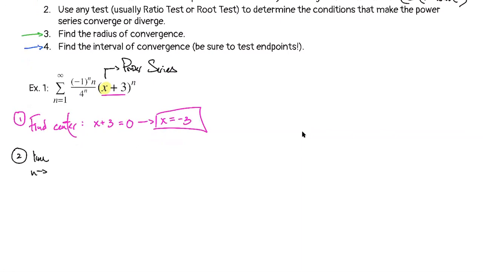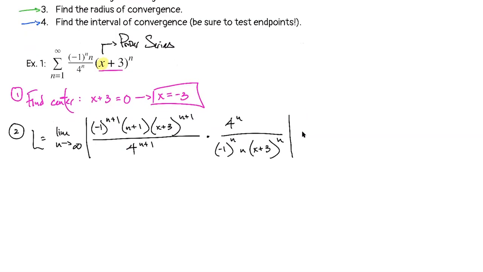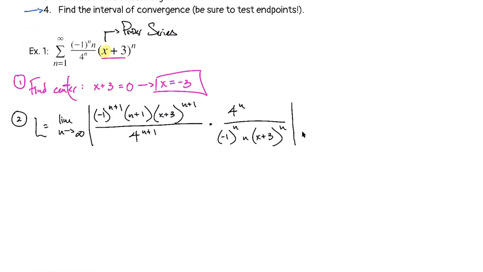So the limit as n approaches, let me write my L. So L equals the limit as n approaches infinity of, we gotta put it in absolute value, n plus 1 everywhere I see an n. So (-1)^(n+1), (n+1), (x+3)^(n+1), over 4^(n+1), times now the reciprocal of my a sub n. So 4^n over (-1)^n times (x+3)^n. Whew. If that doesn't make you feel like a total grown-up doing math, I'm not really sure what does.